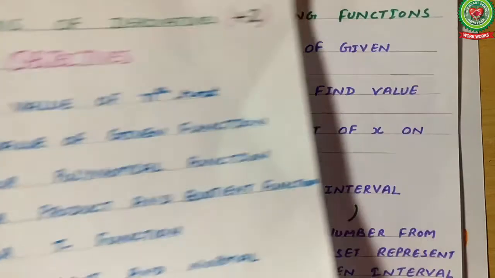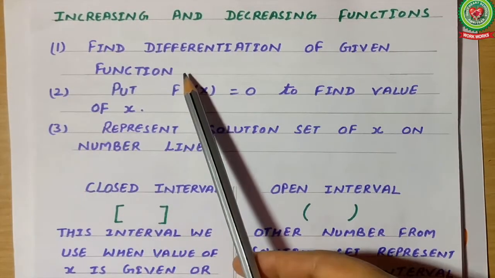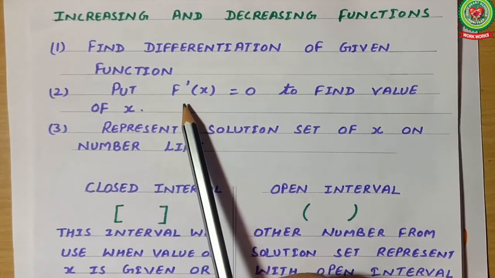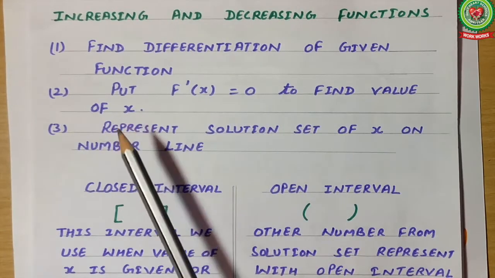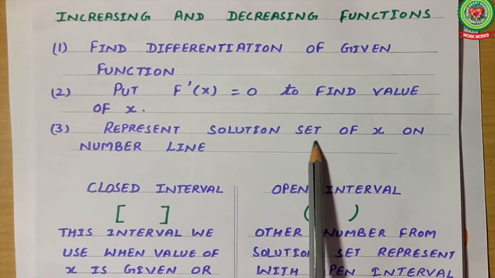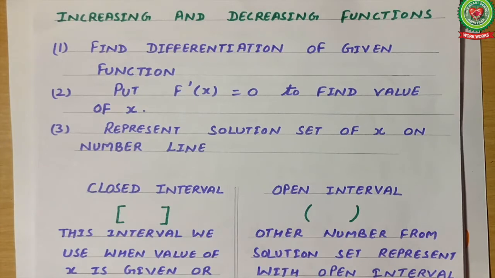Now the working rules for increasing and decreasing functions are the same. First we will find the differentiation of the given function. Then we will put the differentiation value equal to 0 and find the value of x. After that we will represent that solution set of x on the number line. Whenever we write the increasing and decreasing intervals, we always use two brackets: one for the closed interval and one for the open interval. Closed interval when the solution set values are there, and open interval for the other values.